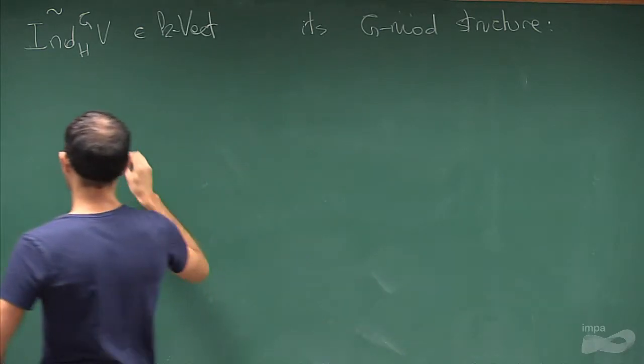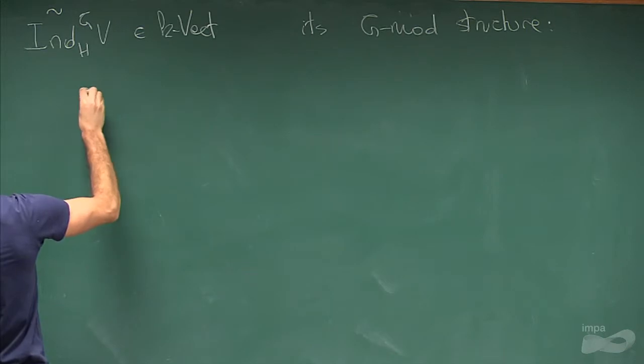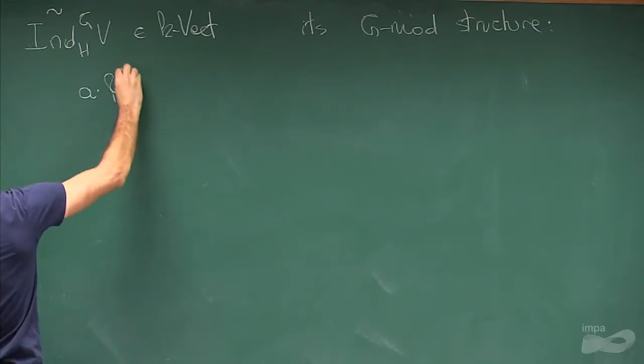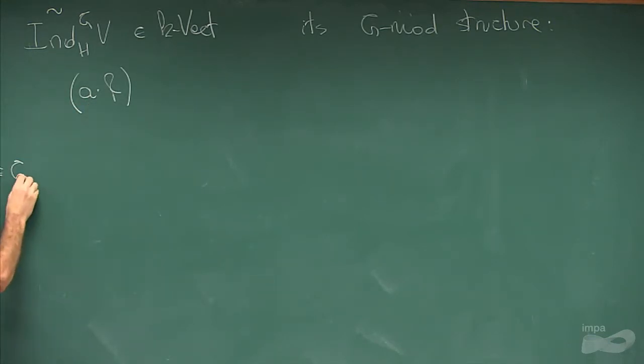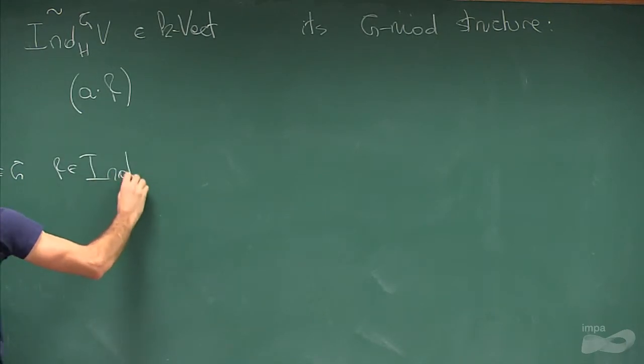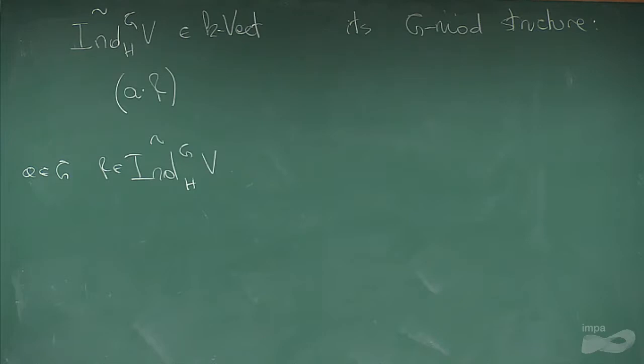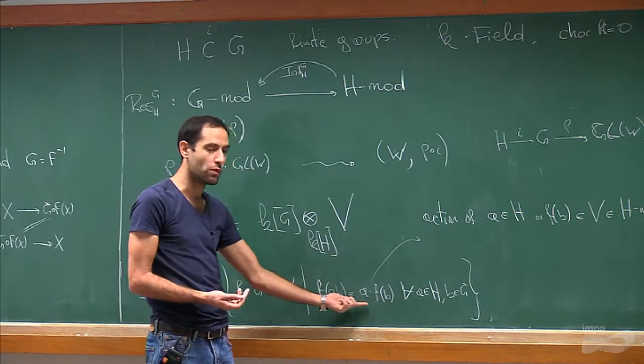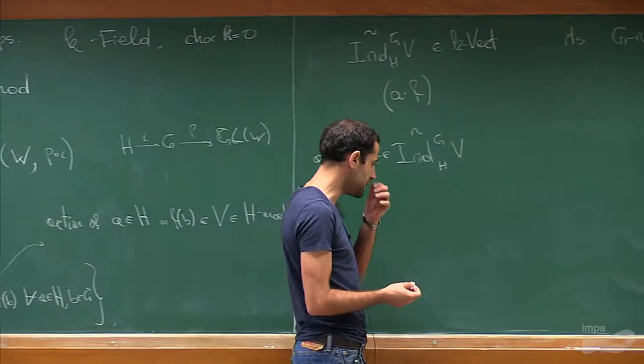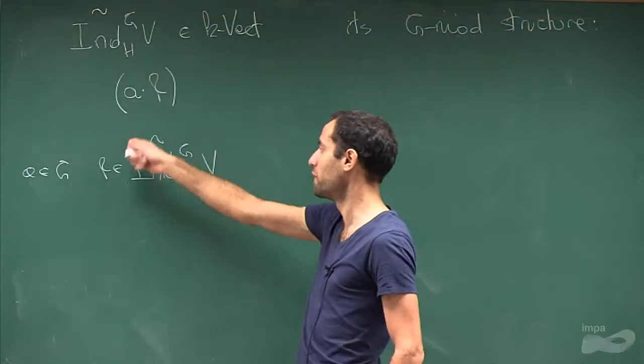It is given as follows. If you give me some A and some F, I need to tell you what A of F is. Here, A is in G, and F is in the induced module. Notice that to check this condition here, I've used that H acts on G by multiplication on the left. So this is the equivariance with respect to H acting on G with multiplication on the left. If I want to keep a G action here, I might as well only use the right action of G on G, because otherwise this is not going to commute with H. So I need to use the right action of G on X, which is good because I want to have a left action on this vector space.